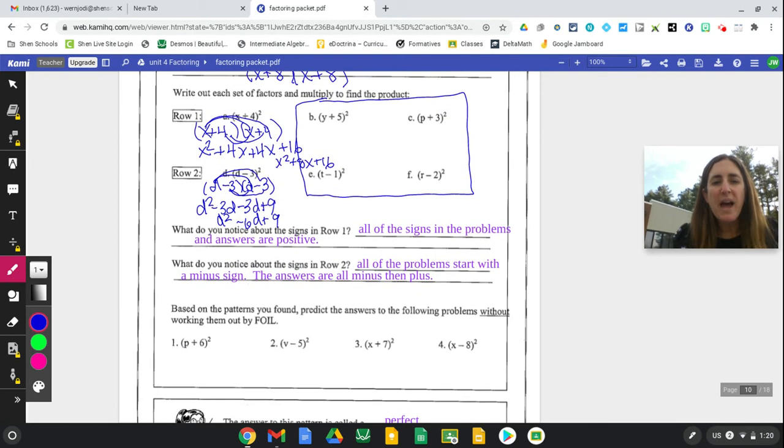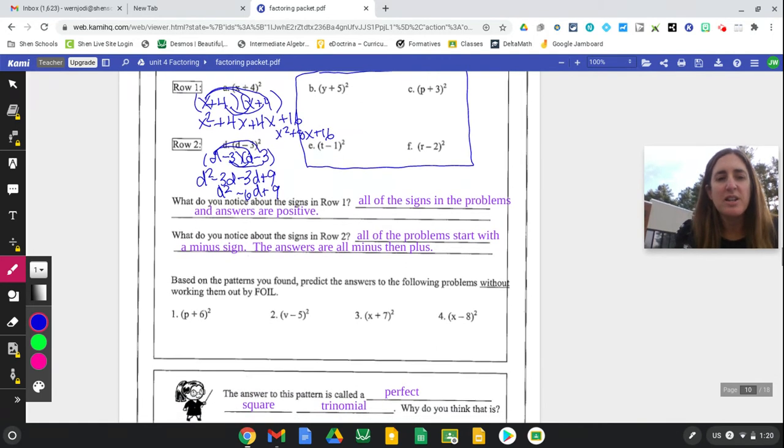So based on the patterns you found, predict the answers to the following problems by doing them. If you can do them without double distributing or FOIL or the box method, try to use the pattern we just found. If not, you can always resort back to double distributing or using the box method, or if you liked using FOIL from the other day, you could use that too. So these questions right here, 1 through 4, you're going to also do right now in your play pause it.